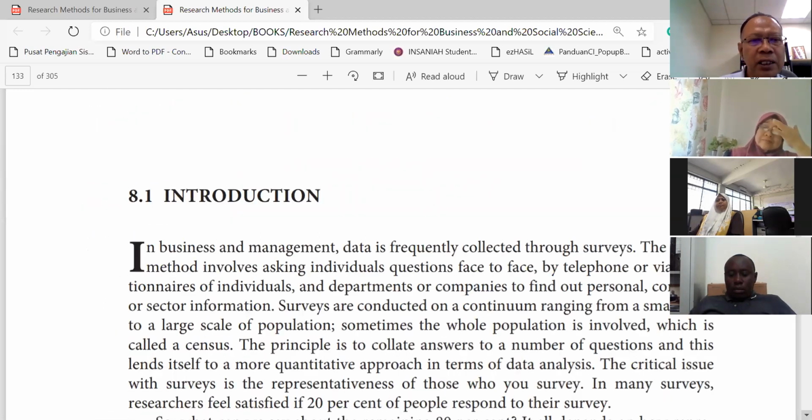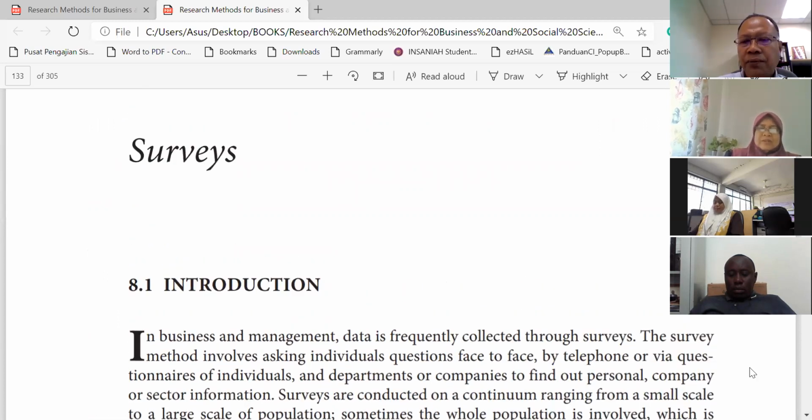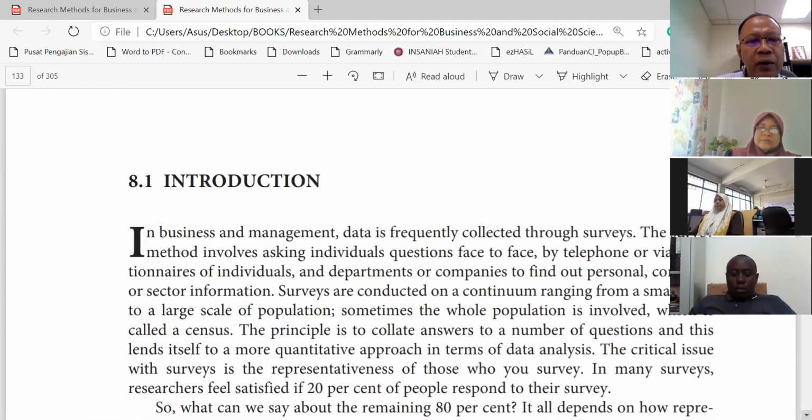Okay, inshallah, next time we will continue discussing some of the ways to collect data. Surveys are one of the methods to collect primary data. We will talk more about surveys in our next class, inshallah. All right. Any question for today?